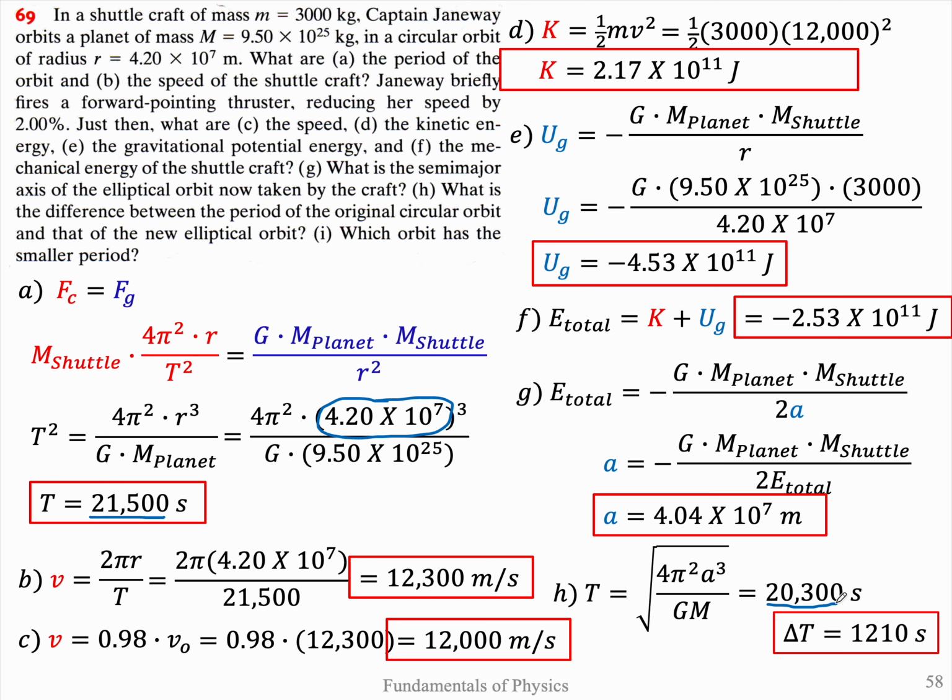Which orbit has the smaller period? The answer is this new elliptical orbit, substantially. All right, well, not substantially, but somewhat.